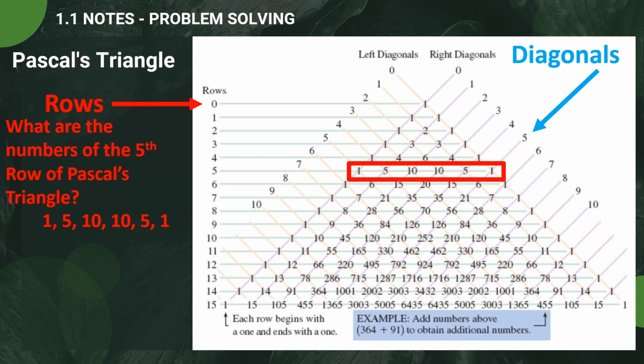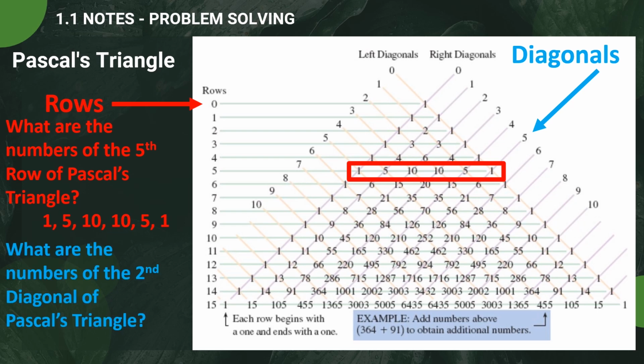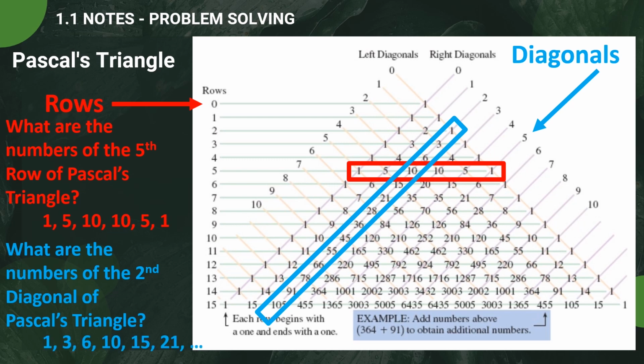And then you might be asked, what are the numbers of the second diagonal of Pascal's triangle? Now, the diagonals are going to go on forever. Those numbers are going to just continue on and on. So when you write those, you would write them like you see here: 1, 3, 6, 10, 15, 21, and then you would write 3 dots at the end to show that it just continues to go on and on forever.